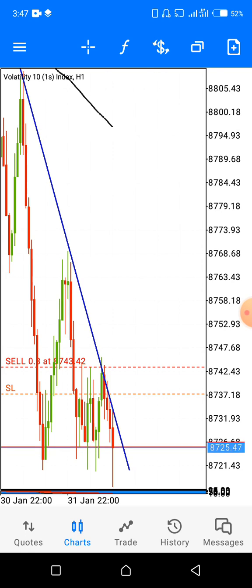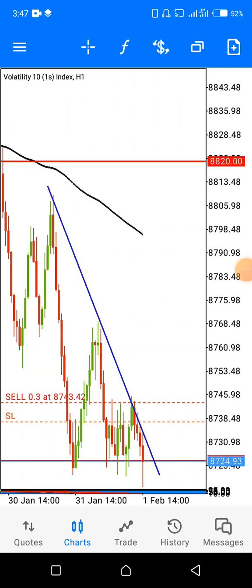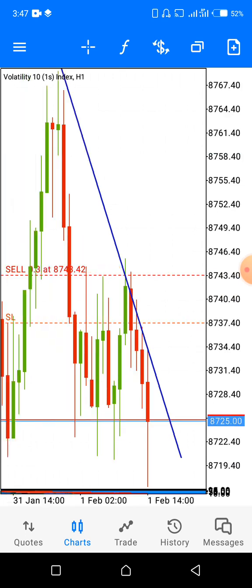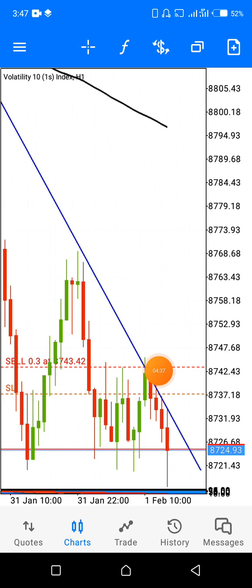So the market came to the trend line and then reversed, but that was not the only confirmation that I had. So about the psychological level I was talking about before, let's zoom in so you can see it better. As you can see, the market rejected at this trend line, but that was not the only reason, and this is the H1 time frame.